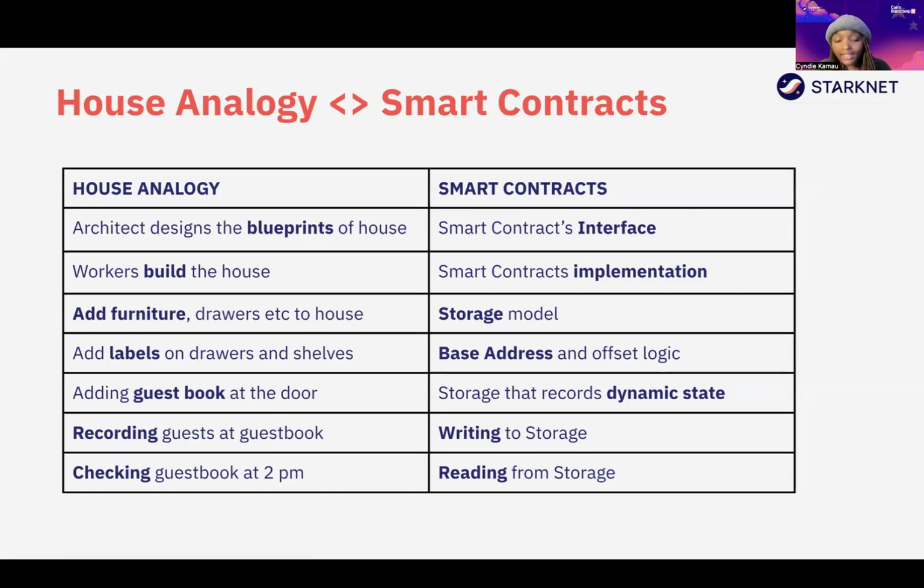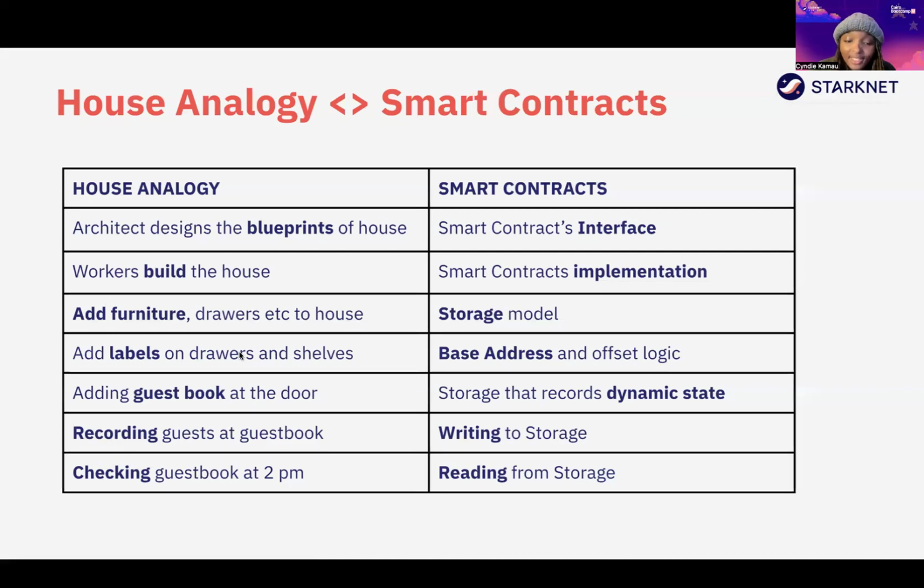We're like, okay, right now we have 7 people. So it will return, right now we have 7 people. So that's just reading from storage. Okay. So let me just repeat that again. We say blueprint, it's the interface. And then when the workers build the house, that's just implementing the functions you mentioned in the interface of your smart contract. Okay. That's just implementing the whole logic.